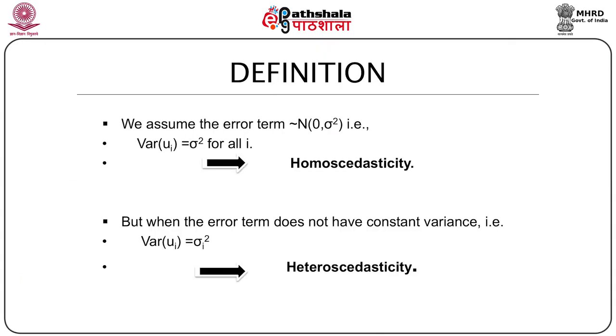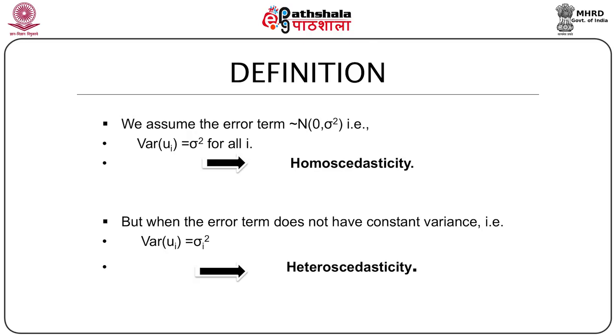In this current module, we will discuss methods of detection of heteroscedasticity. What do we mean by heteroscedasticity? One of the many assumptions of the linear regression model is that the error variances have to be constant. Hence, in a linear regression model, we assume the error term has a normal distribution with mean 0 and variance sigma square. That is, in a model, if we denote the error term by ui, we assume that the variance of ui equals sigma square for all i.